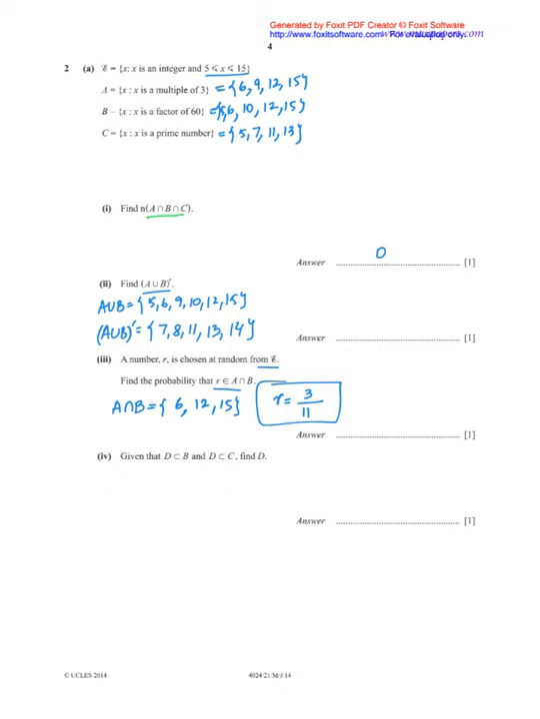In the next part it says that D is a proper subset of B and D is a proper subset of C. Find D. So basically D lies in B and C. So first I need to find the intersection of B and C. The common element between B and C is 5, right? Apart from 5 there is no element that is common. So B intersection C is equal to 5. So that means D has an element, and that element is 5. That is your answer.